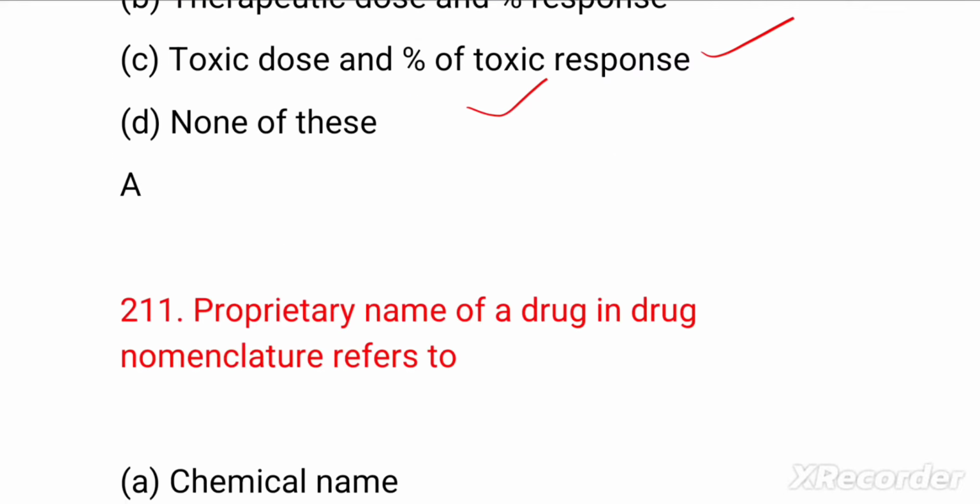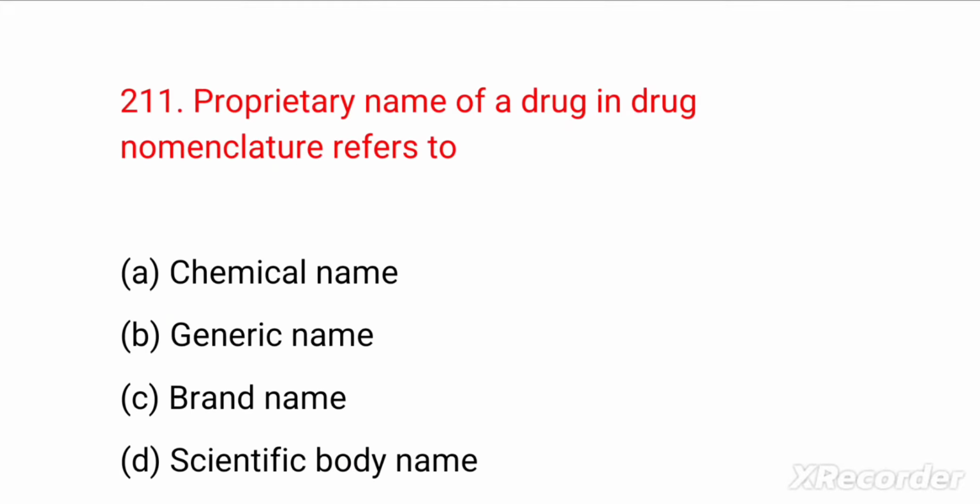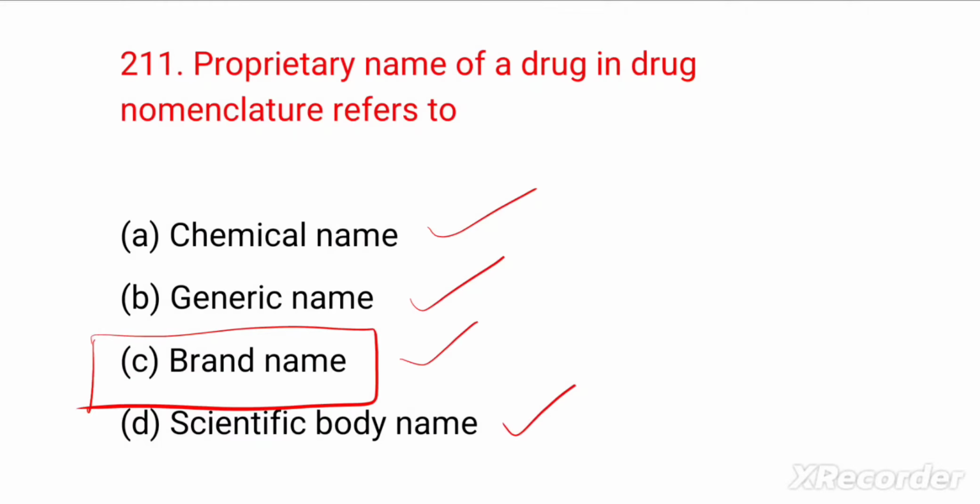Next question: proprietary name of a drug in drug nomenclature refers to, options are chemical name, generic name, brand name, scientific body name. Answer is C, brand name. Proprietary name of a drug refers to brand name. Proprietary name or trade name for a drug is a brand name or trademark name given to a drug by a pharmaceutical company. That means brand name.